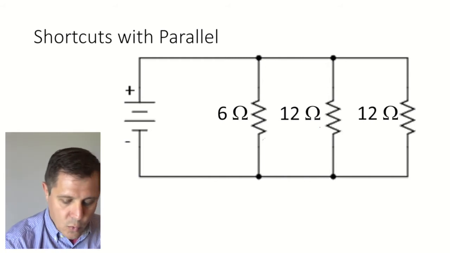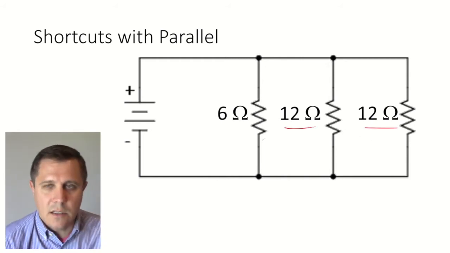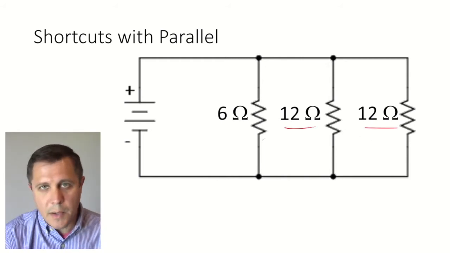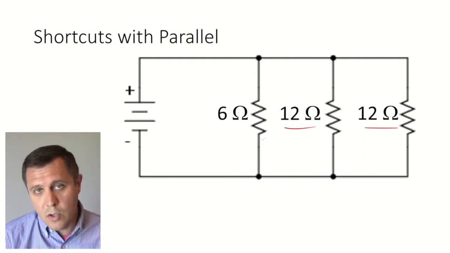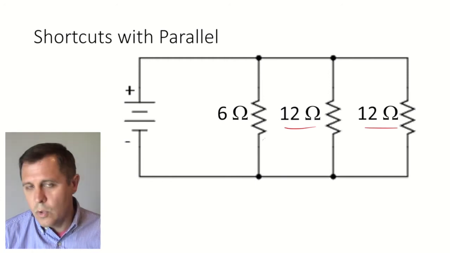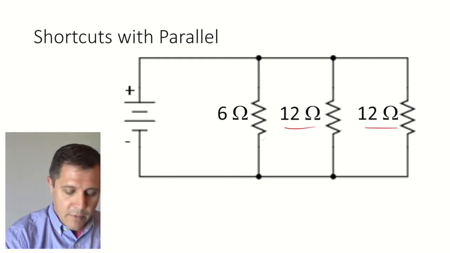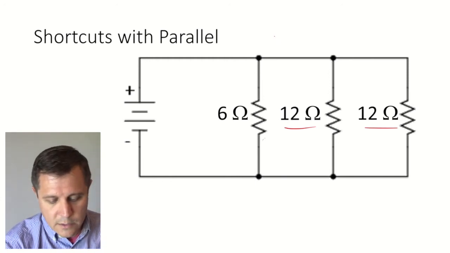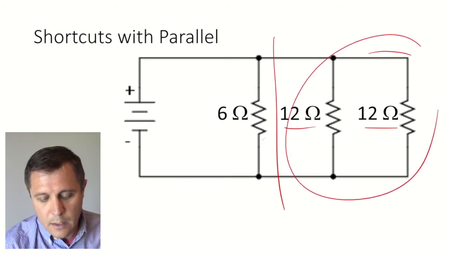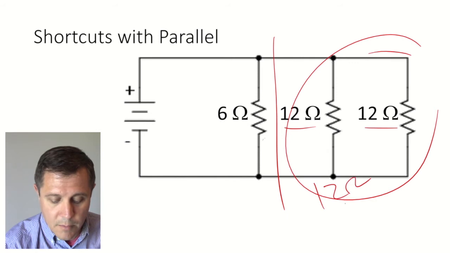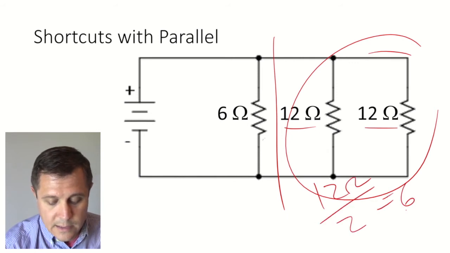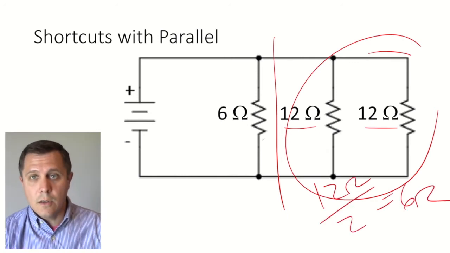You can take the two 12 ohm resistors right here, and it actually doesn't matter what the order is. You can rearrange parallel resistors. It doesn't really matter which order it's in. It could be 6, 12, 12. It could be 12, 6, 12. Doesn't really matter. But if I have these two 12 ohm resistors, I can first just take care of that and say, all right, I have two 12s in parallel, so 12 ohms divided by 2, and I get 6 ohms as my new resistance of those two.